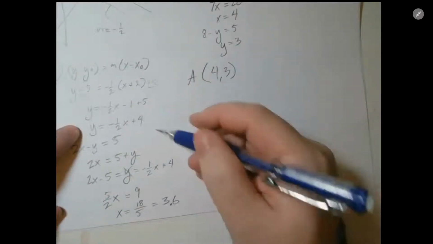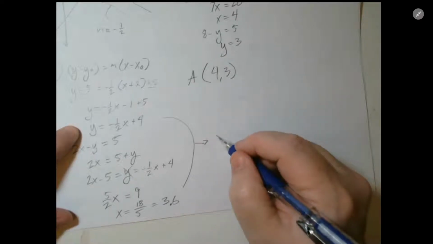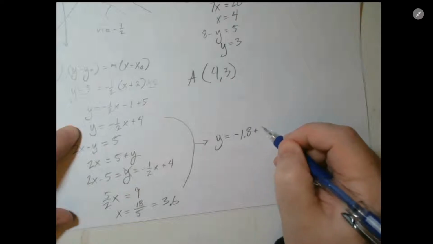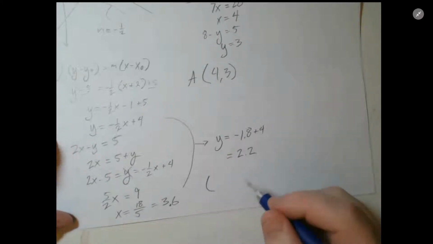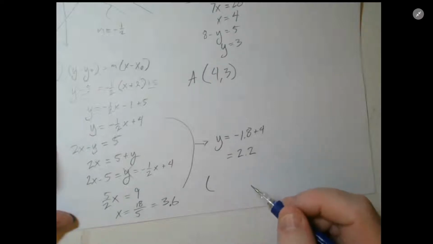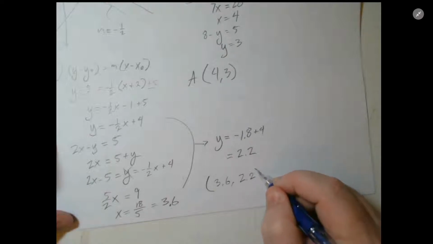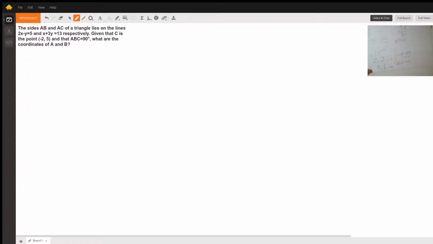And then plug this back in to, we'll say, this equation. And I get that y equals negative 1.8 plus 4, which is 2.2. So the coordinates of B are (3.6, 2.2).